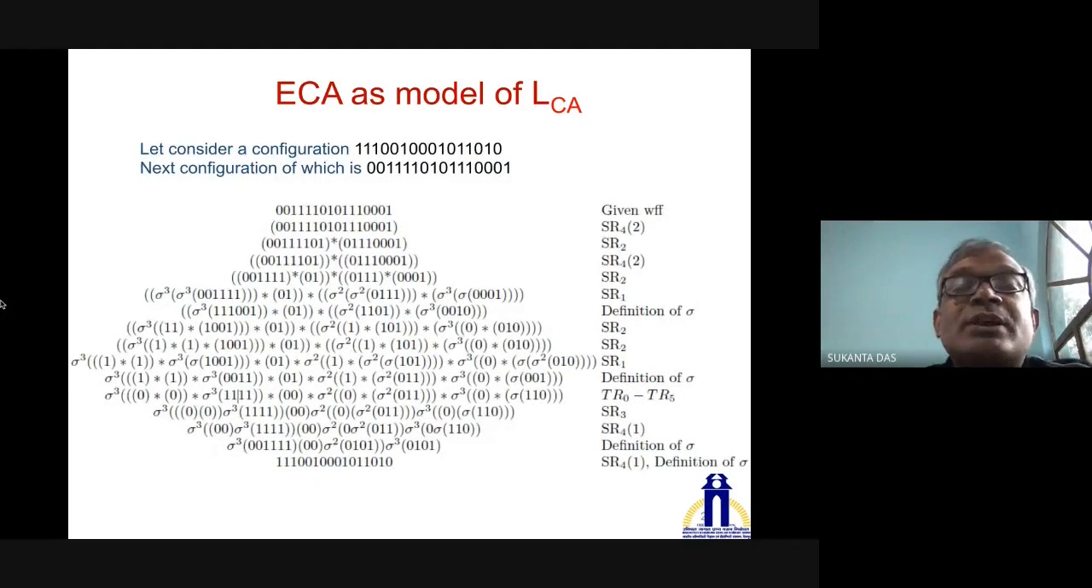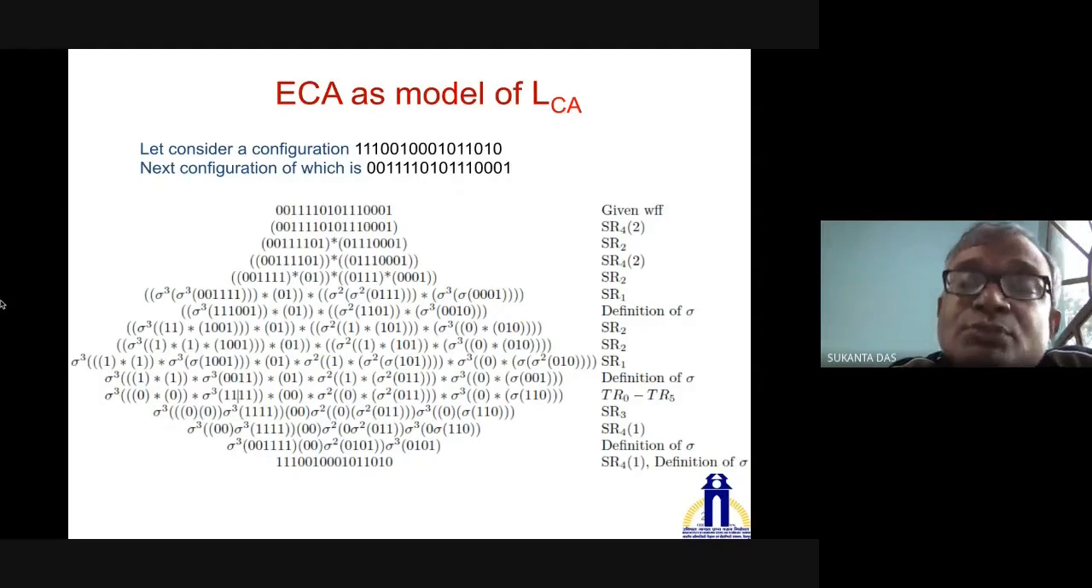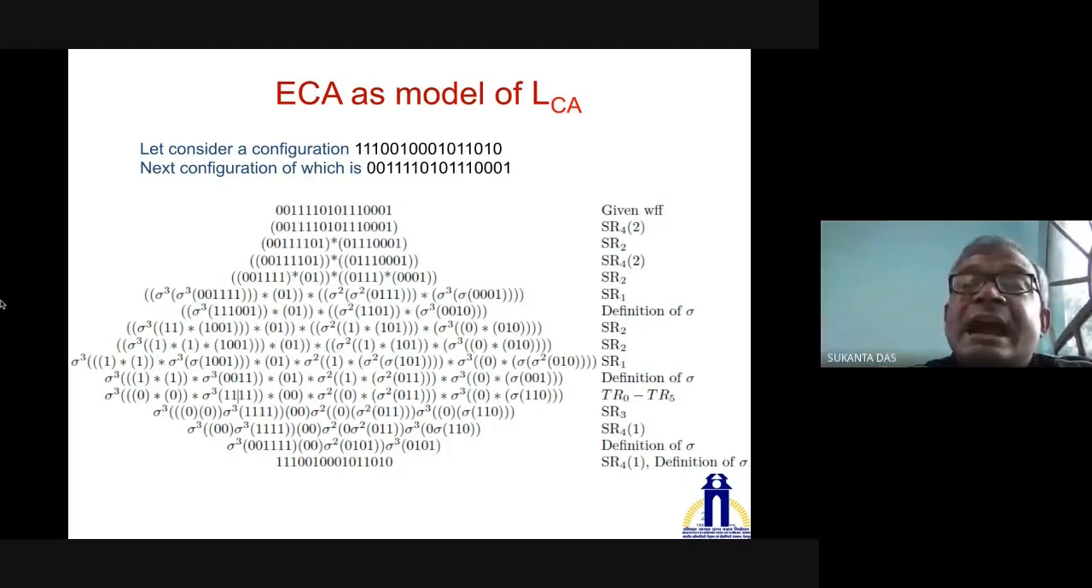Say first one, 1, 1. This is one configuration of length 14, and these are the next configuration. I know it, so you can check it also. The first configuration is the initial configuration. The next one is the next configuration, and I want to see whether I can get the next configuration in our logic.